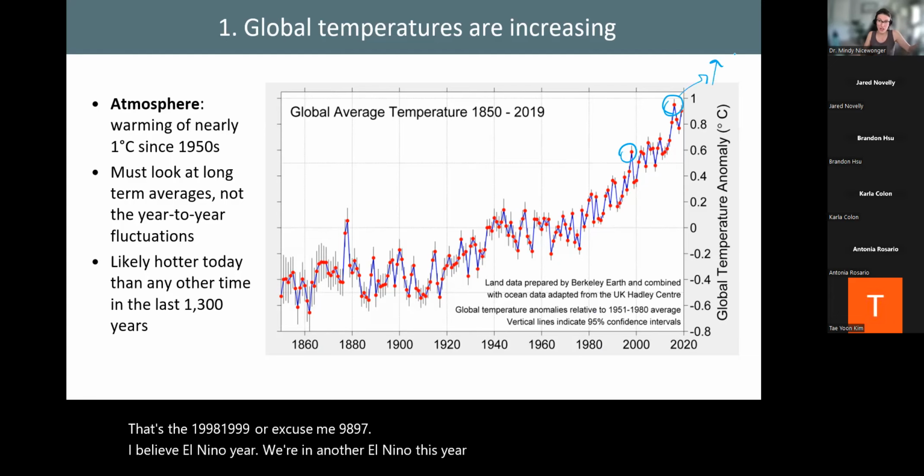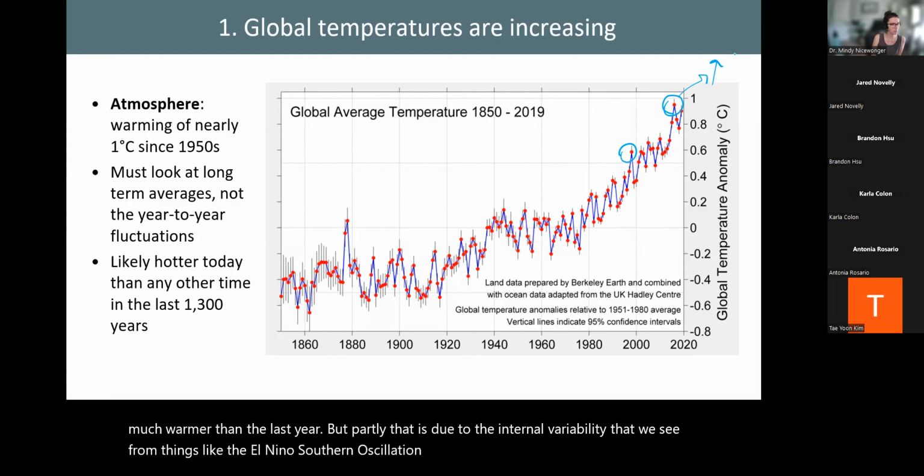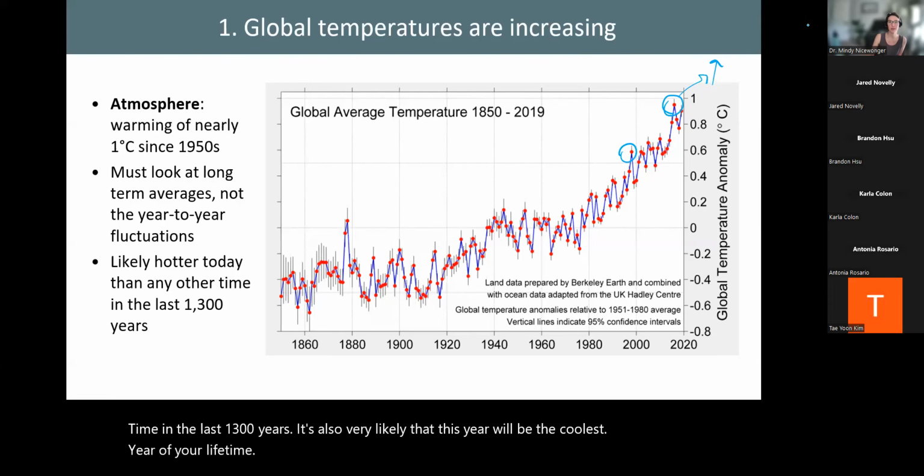We're in another El Nino this year, so it's very likely that this year will be much warmer than the last year. But partly that is due to the internal variability that we see from things like the El Nino Southern Oscillation. And it's likely hotter today than it has been at any time in the last 1,300 years. It's also very likely that this year will be the coolest year of your lifetime. Something to think about.